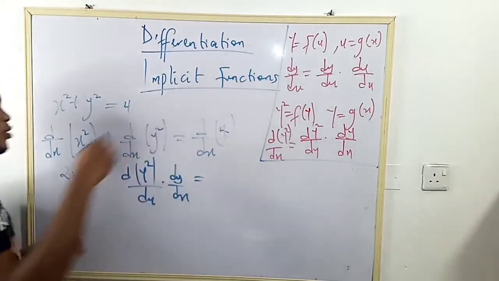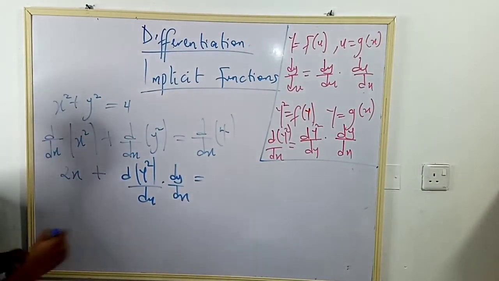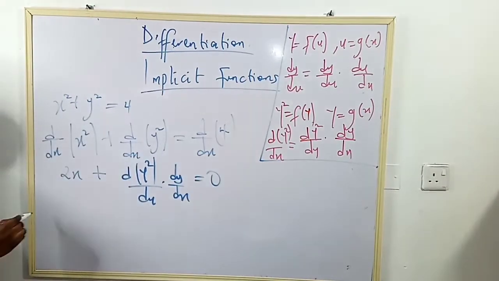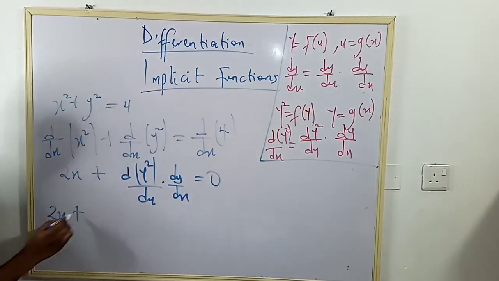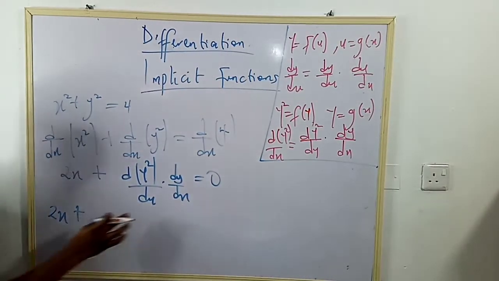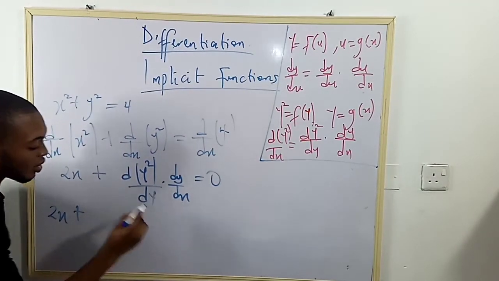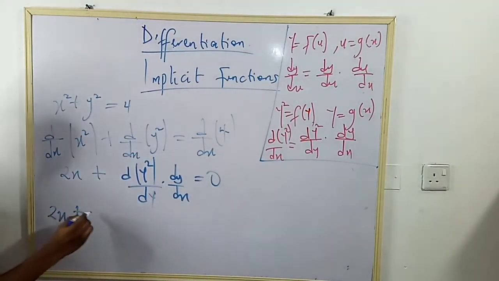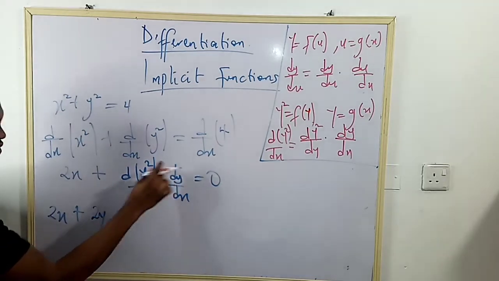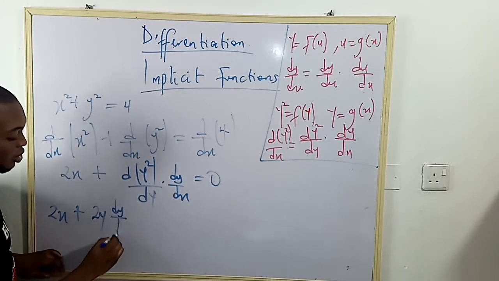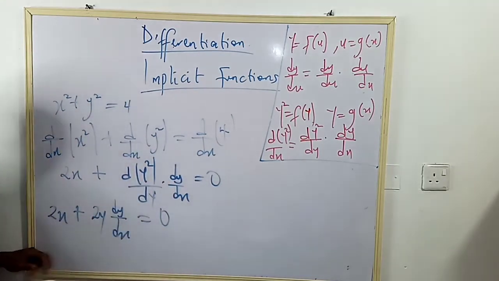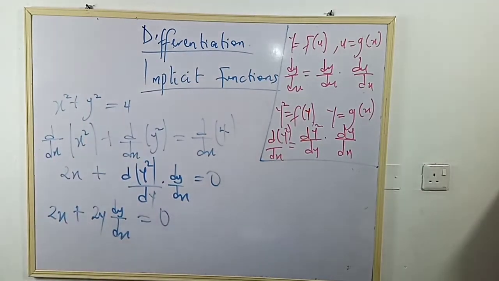So equals d/dx of 4. The derivative of a constant with respect to x is what? 0. So from here now you have 2x plus, so you differentiate y squared with respect to y, that will be equal to 2y times dy/dx, equals to what? 0.